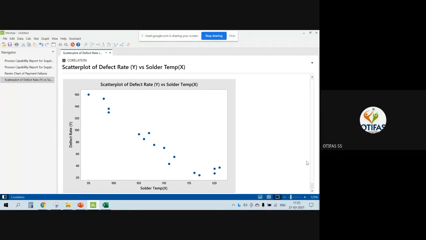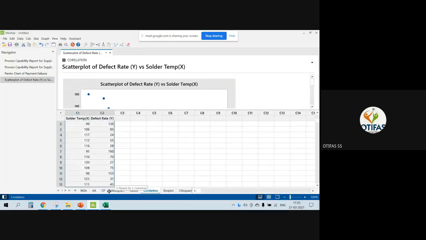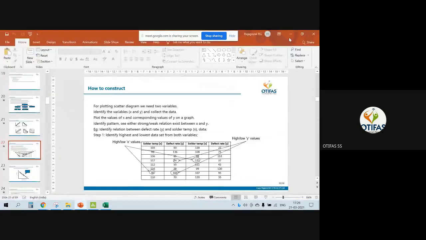But somebody will say, no, it's weak. I don't see any correlation. So how will you quantify it? For this, we have the correlation coefficient. You can do it in Excel. Just take all the values of both factors here. Go to Excel.